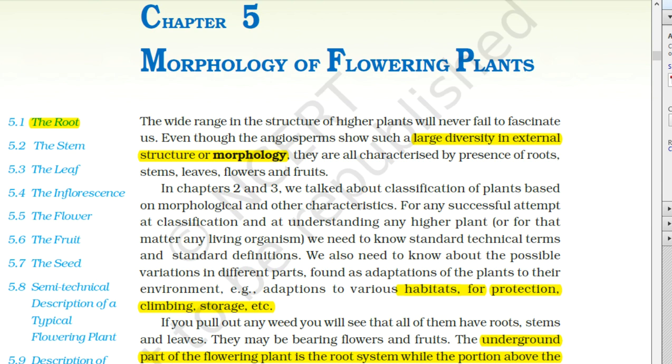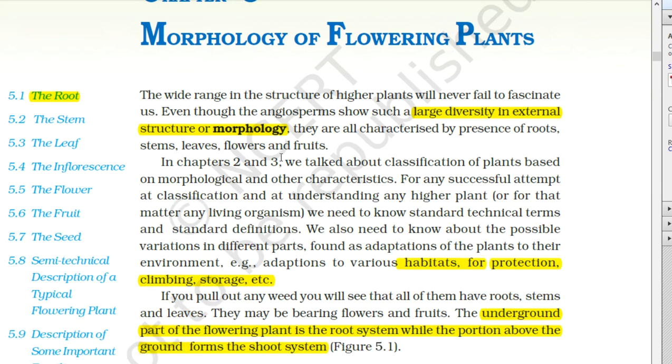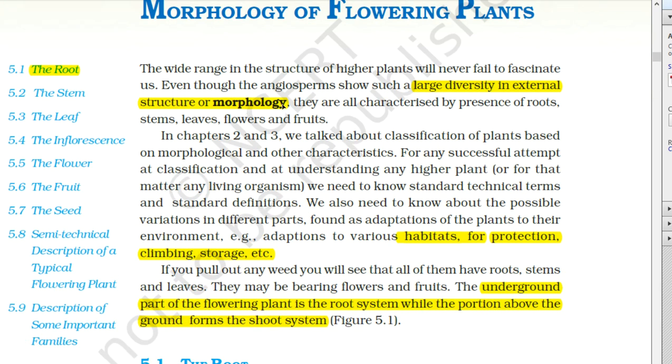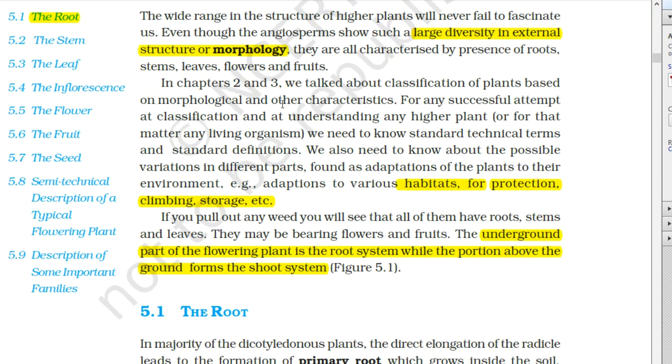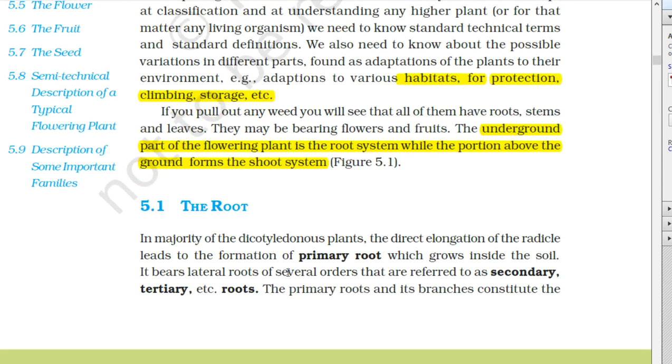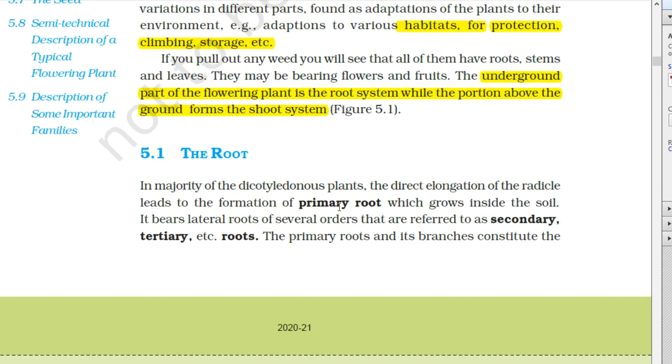Now we can have a quick recap of whatever we have studied with the help of an NCERT text. So this is morphology of flowering plants. What is morphology? Large diversity in external structure, or the study of external structure, is morphology. And why do they have adaptations? When they are changing their habitats, for their protection, for climbing, for storage, etc., they develop adaptations. And this is about the root system and shoot system. And in root, direct elongation of the radicle leads to formation of the primary root, and they will produce secondary and tertiary roots.